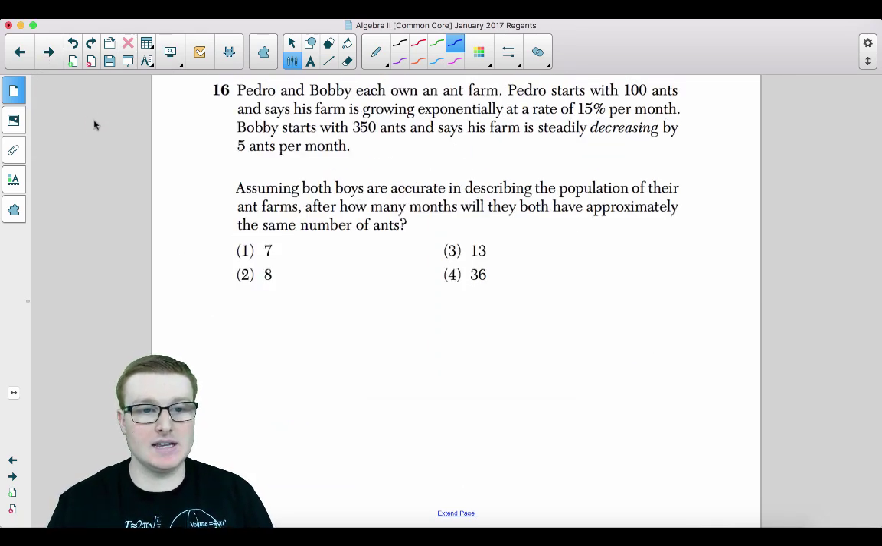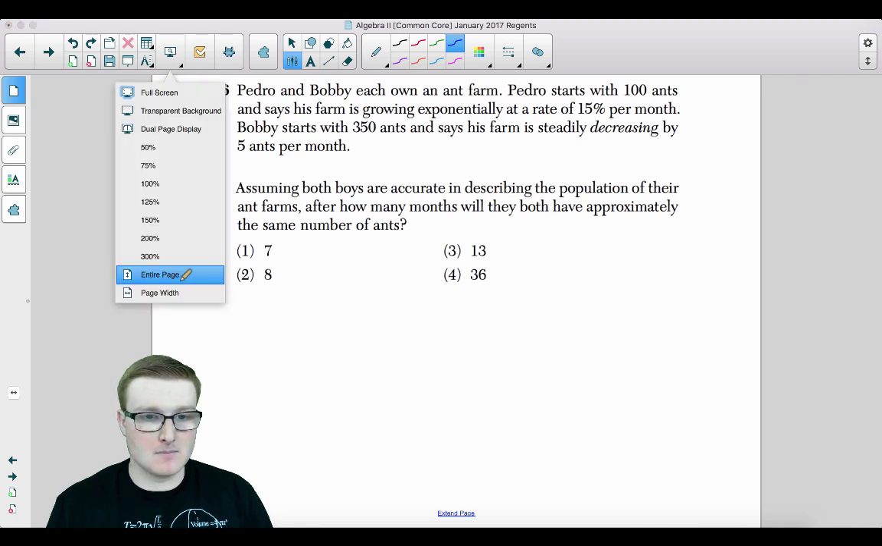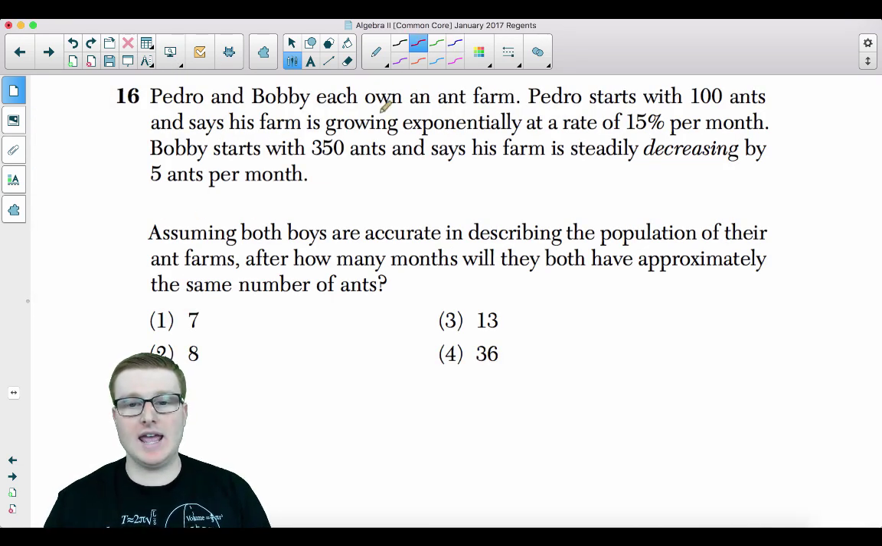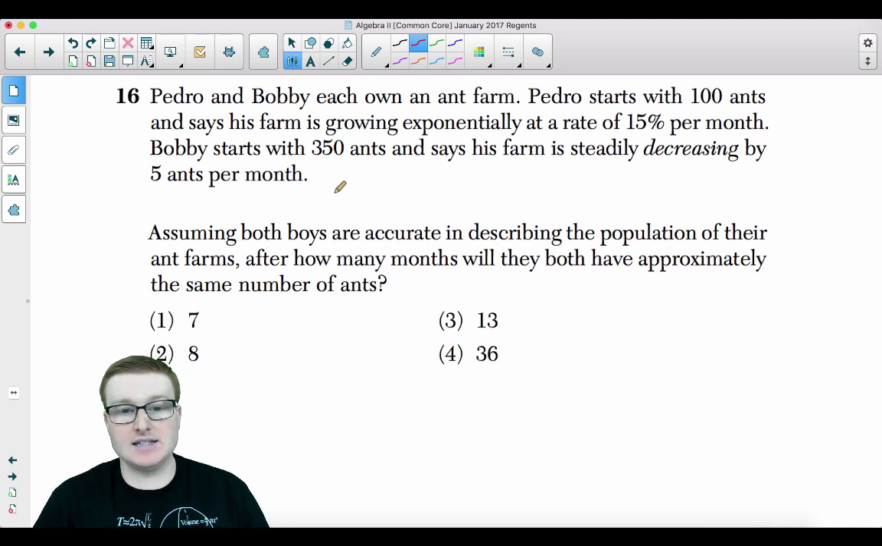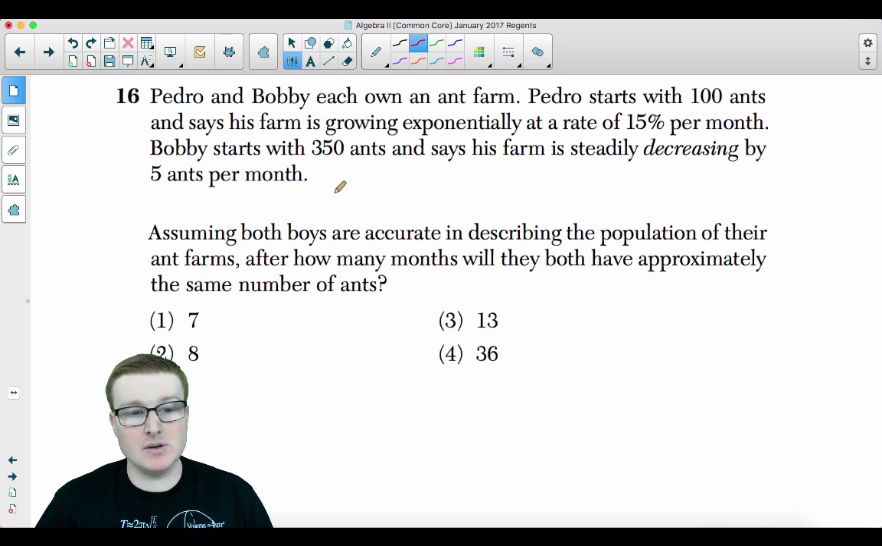Okay, number 16. Pedro and Bobby each own an ant farm. Pedro starts with 100 ants and says his farm grows exponentially at a rate of 15% per month. Bobby starts with 350 ants and says that his farm is steadily decreasing by 5 ants per month. Assuming both boys are accurate in describing the population of ant farms, after how many months will they both have approximately the same number of ants?